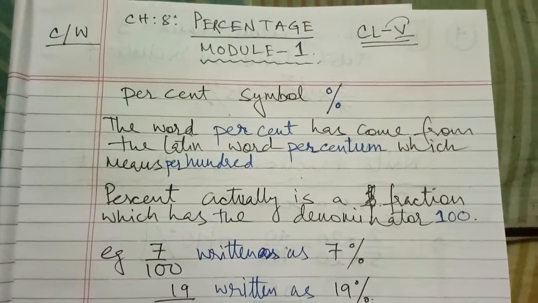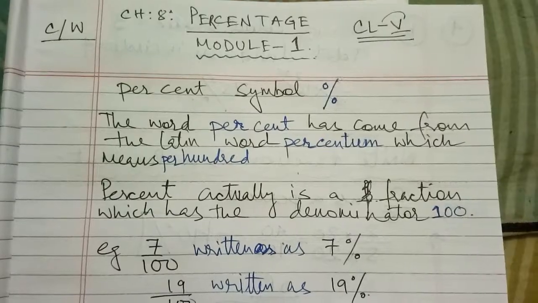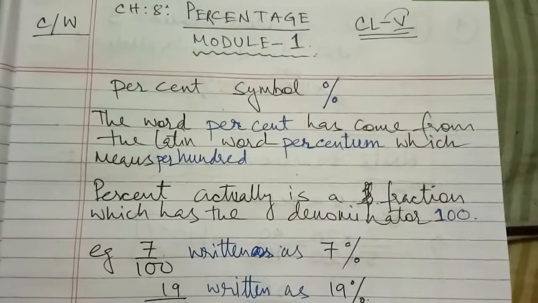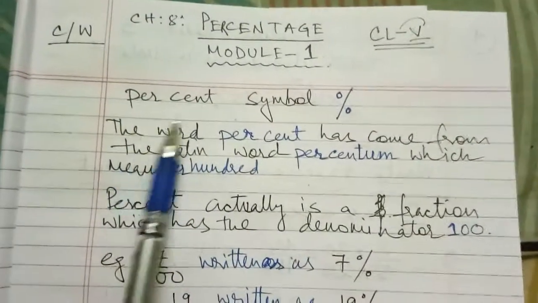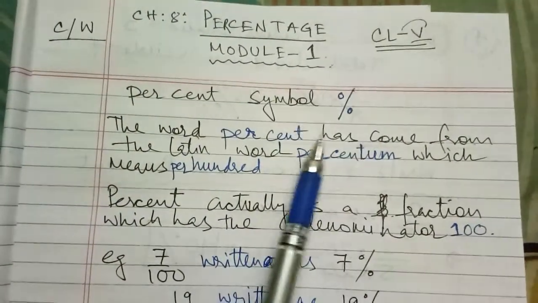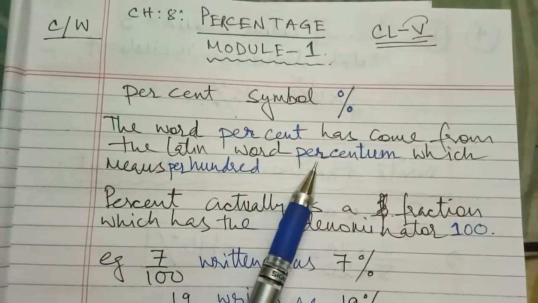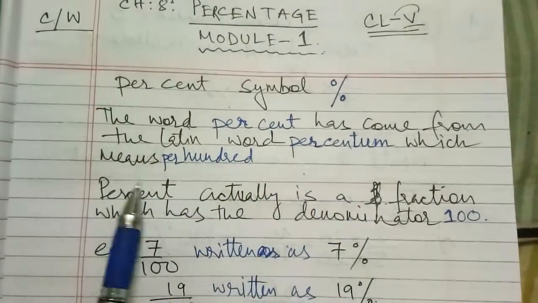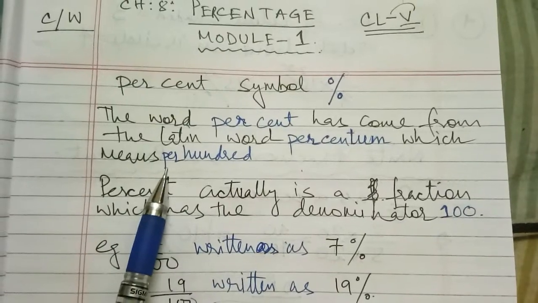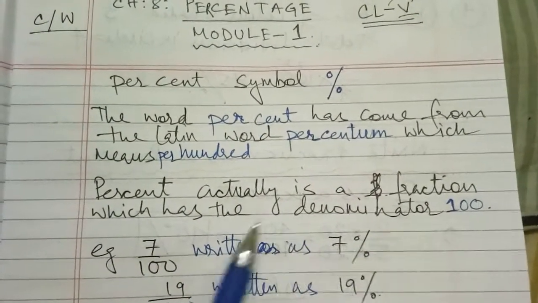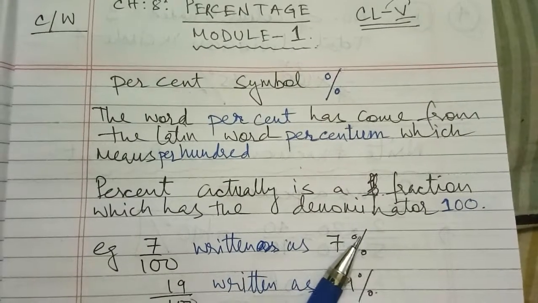From your book, it is chapter number 8. Percentage, module 1. How does the percentage symbol look? Written, the percent symbol looks like this only. The word percent has come from the Latin word percentum, which means per hundred. Percent is actually a fraction which always has the denominator 100.